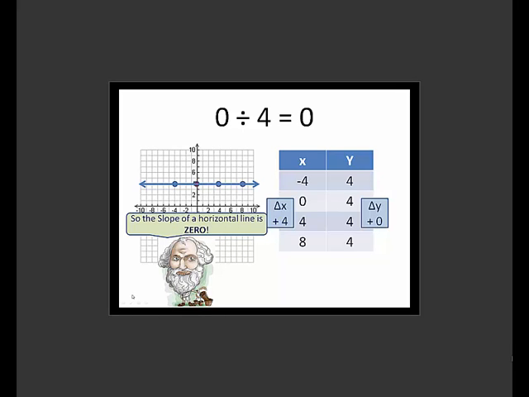So the slope of a horizontal line is 0. Matter of fact, Archimedes, all horizontal lines have a slope of 0. So if you see a line that goes from left to right, just like this, it has a 0 slope. Matter of fact, the x-axis has a 0 slope.